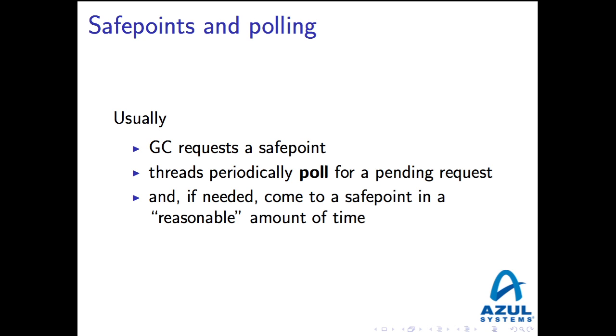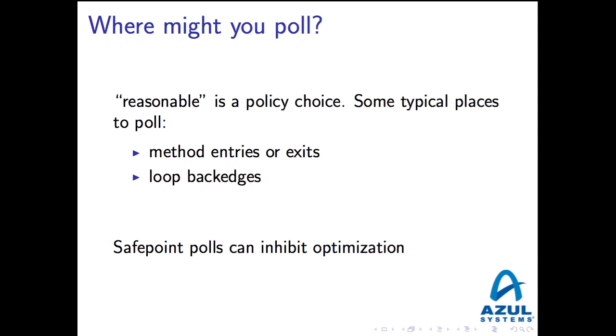Reasonable here can be from a couple of microseconds to a couple of seconds based on your requirements. However, there are some typical places where we'd want to place polls, just to have some progress when the GC requests a safe point. So we usually put them in method entries or exits, just to catch recursion, and then we put them in loop back edges. And as Philip will mention in the next episode, the placement of safe point polls can really inhibit optimizers from doing the kind of optimizations you would expect them to do.